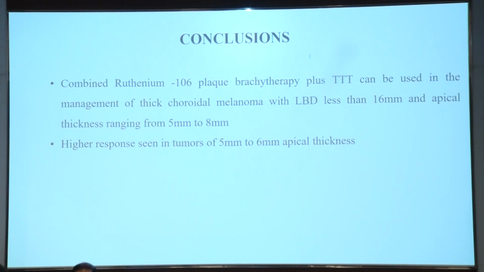So we believe that in tumors with 5 mm to 8 mm apical thickness and LBD less than 16 mm, combined ruthenium plaque brachytherapy plus TTT can be used effectively, and higher response was seen in tumors with apical thickness of 5 mm to 6 mm. Thank you.